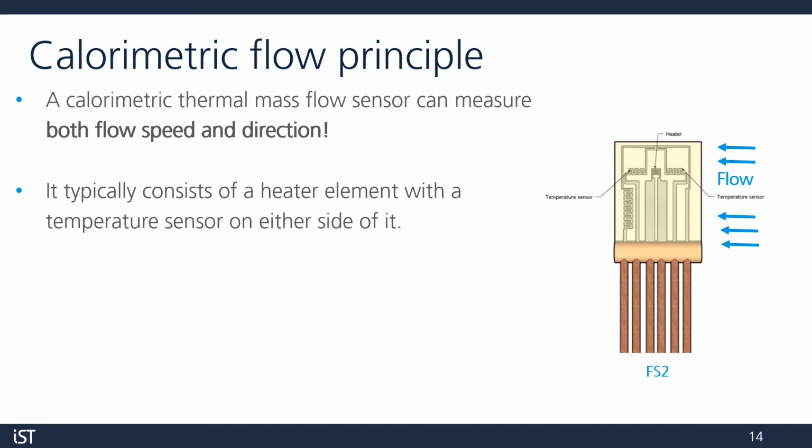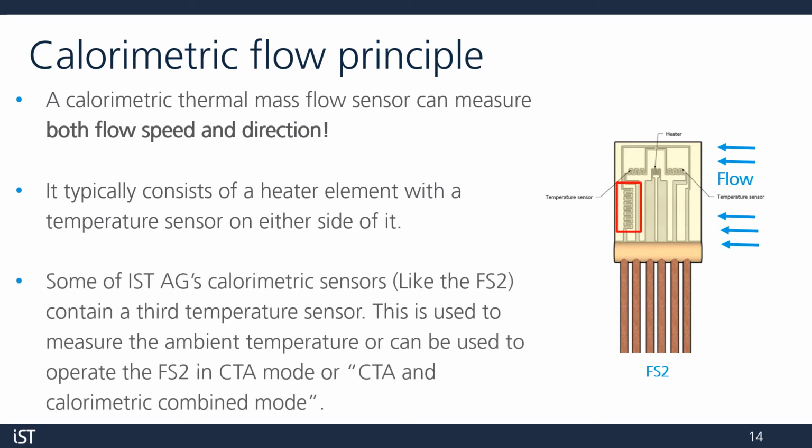It consists of a heater element with temperature sensors positioned on either side of it. You'll notice that on some of our calorimetric sensors, like the FS2 and MFSO2, we have an additional temperature sensor. This is used to measure the ambient temperature or can be used to operate the FS2 in CTA mode or in combined CTA and calorimetric mode, which we'll touch on later.